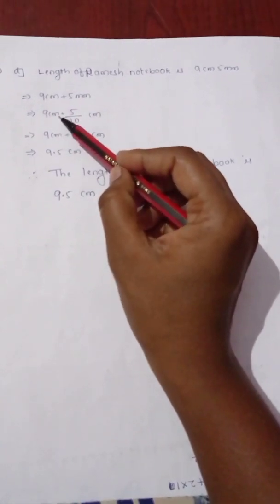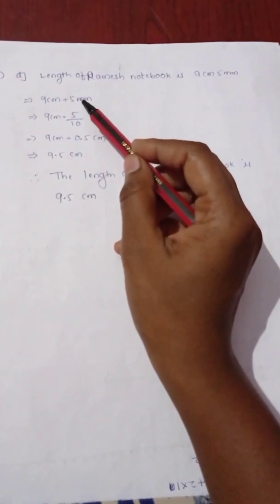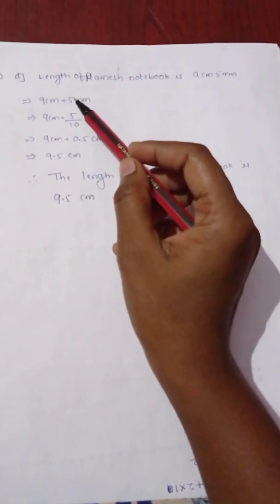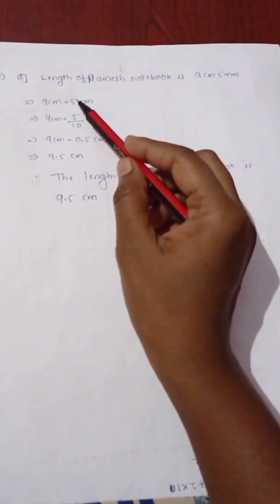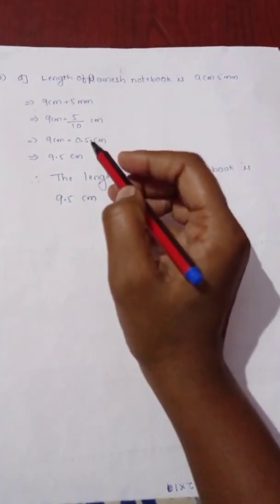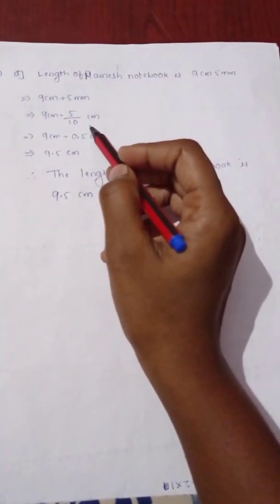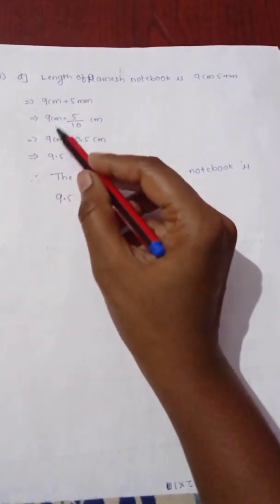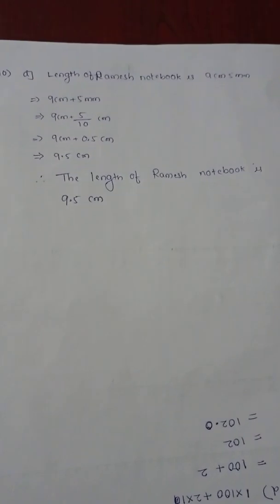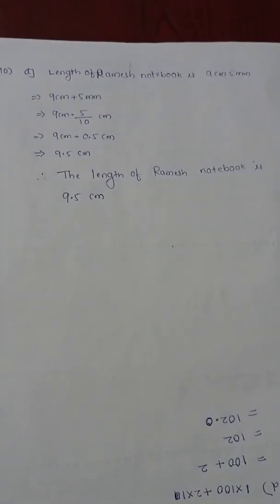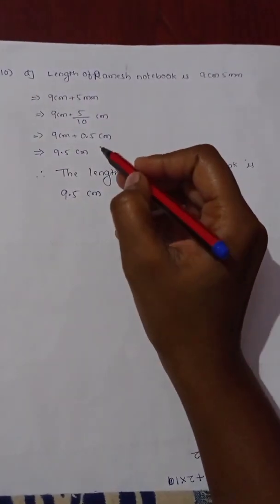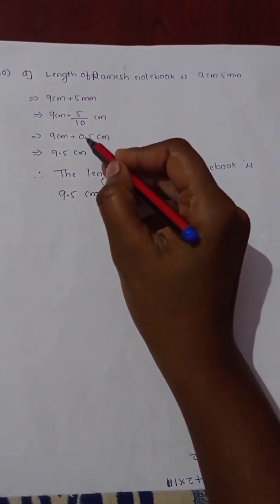Okay. 9 centimeter plus, children, as I told you before, to convert millimeter to centimeter, what should I do? I'll divide this number by 10 or multiply by 0.1. So here I divided by 10. 9 centimeter I'll write as it is, plus here I have 10, that means after 5 I have to take a decimal point, right? So here after 5 I took the decimal point.